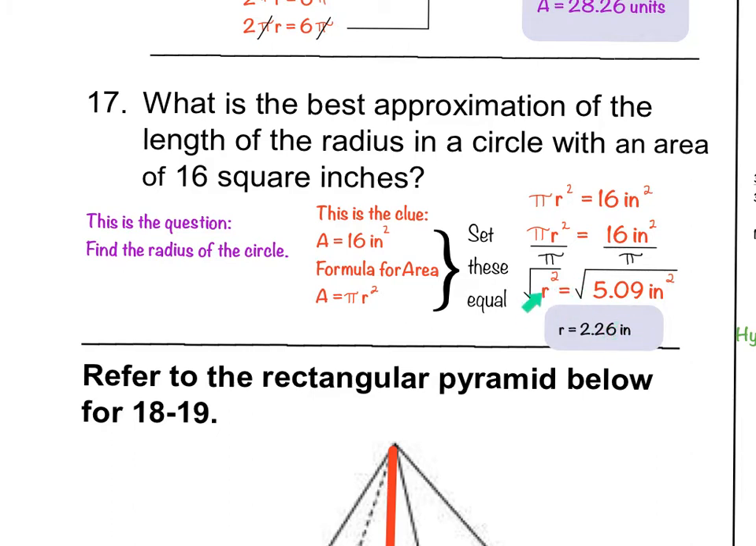The r squared cuts the exponent in half into r. But it does not cut numbers in half, so be careful with that. This number is not cut in half. It was square rooted on the calculator. So we found the radius of the circle.